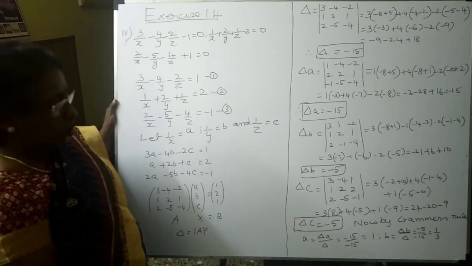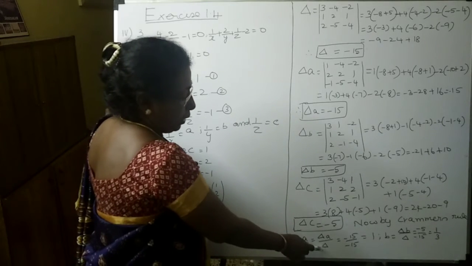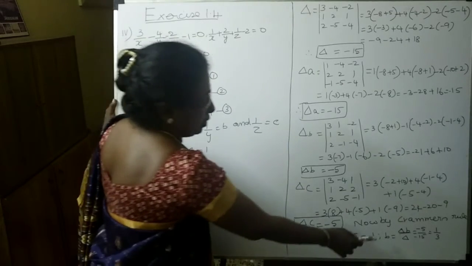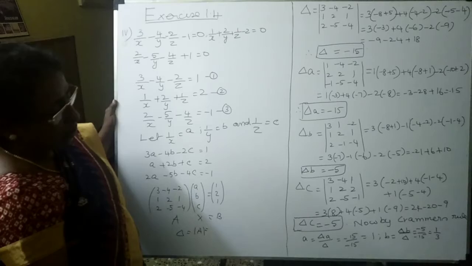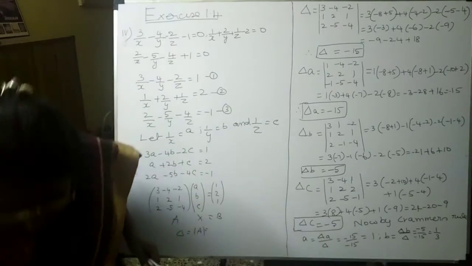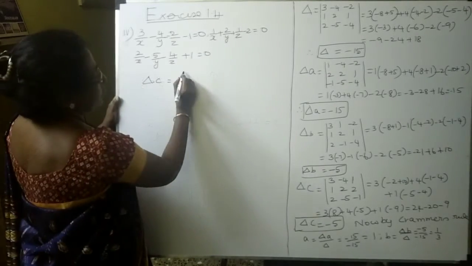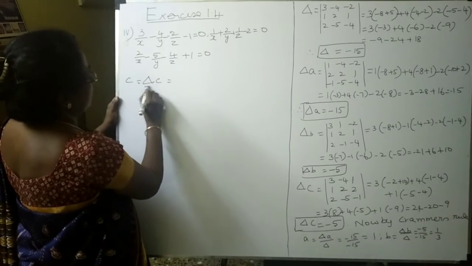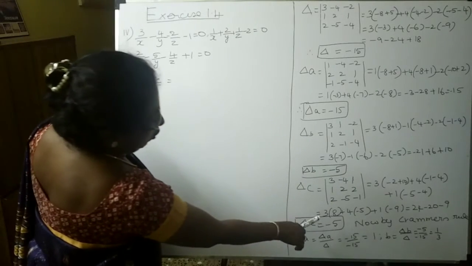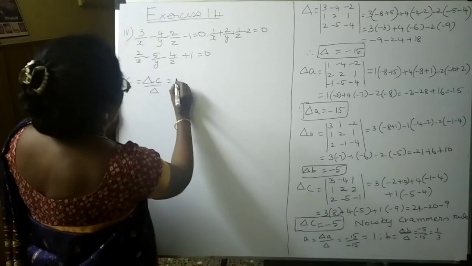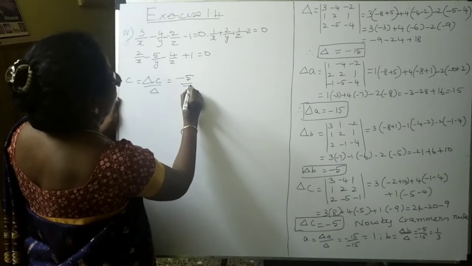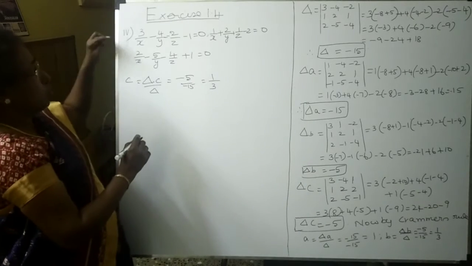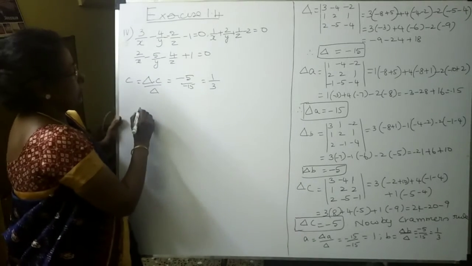Now, by Cramer's rule, we get a is equal to delta A by delta, that is minus 15 by minus 15, that is 1. b is equal to delta B by delta, that is minus 5 by minus 15, that is equal to 1 by 3. Then c is equal to delta C by delta. So delta C value we got as minus 5. So minus 5 by minus 15, this is equal to 1 by 3. Now we are supposed to find out the values of x, y and z.